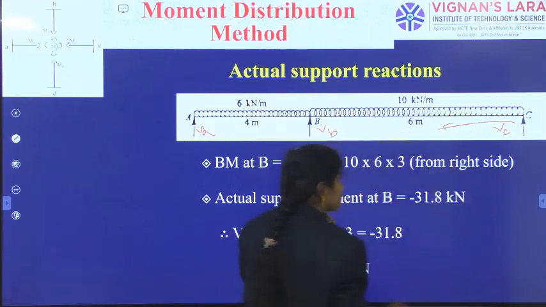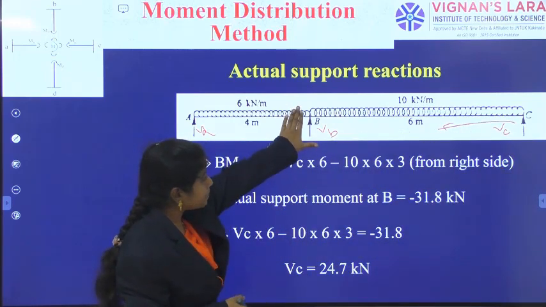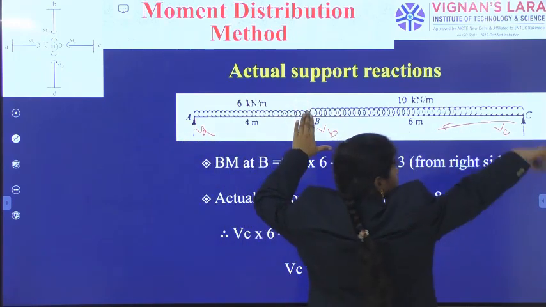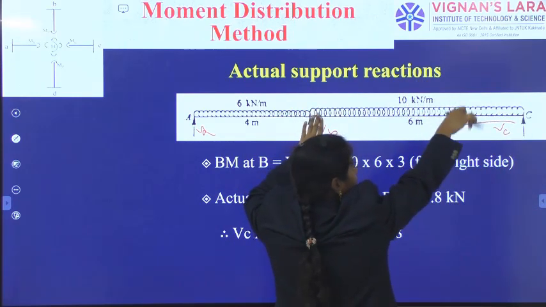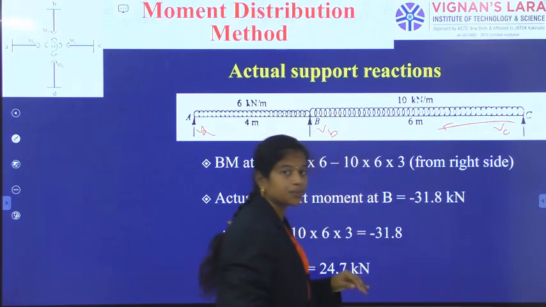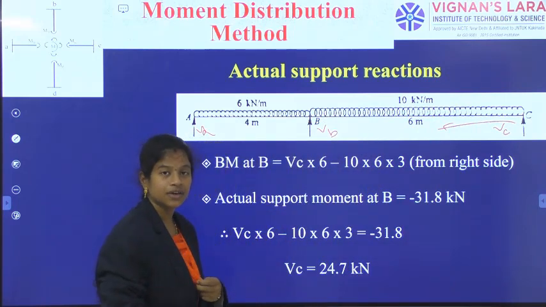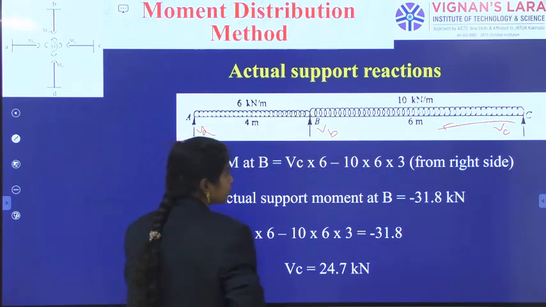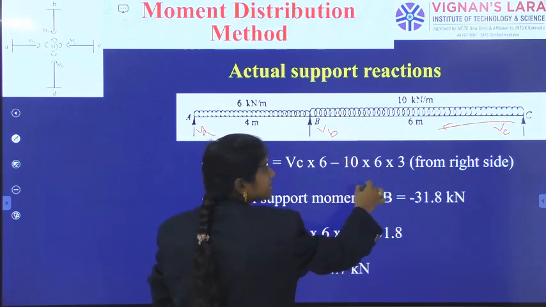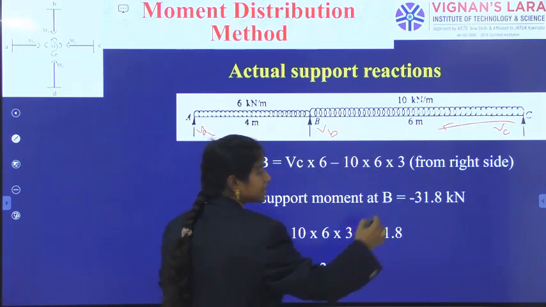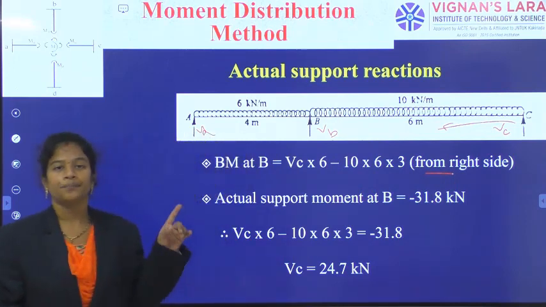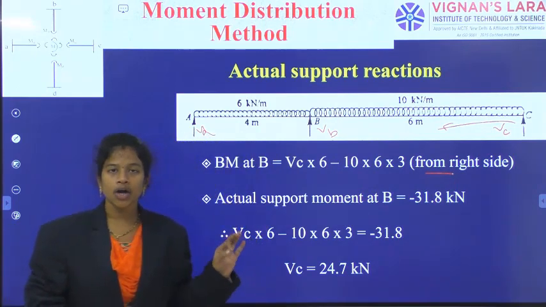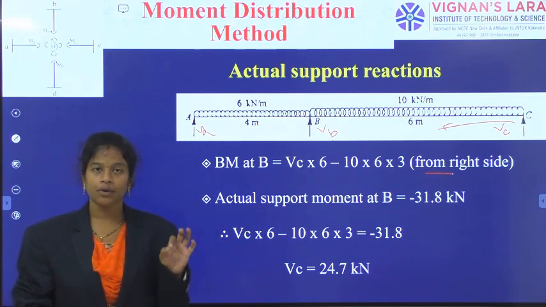So, coming from the right side, at B towards 6. So VC into 6, clockwise VC into 6, and 10 into 6 into 6 by 2, the moment due to the UDL. So VC into 6 minus 10 into 6 into 6 by 2, that is coming from the right side. And also we know one more thing. At B, there is a hogging moment of 31.8.